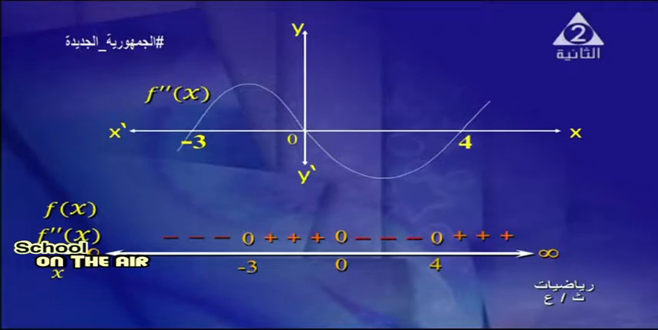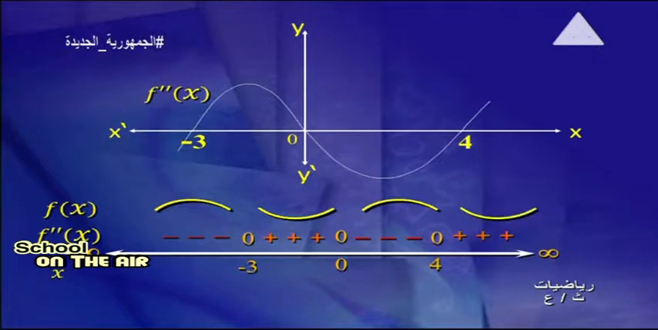Now, if the sign of f double dash x is negative, then the function is convex upward. And if the sign of f double dash x is positive, then the function is convex downward. In the open interval 0, 4, f double dash x is negative, so the curve is convex upward, and convex downward in the open interval 4 and infinity. Then this curve has 3 inflection points, at x equals -3, at x equals 0, at x equals 4.